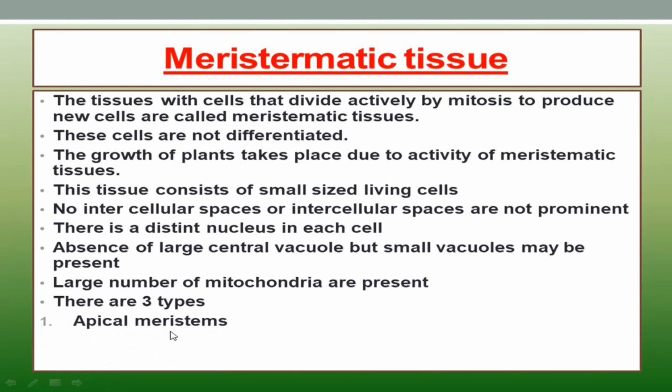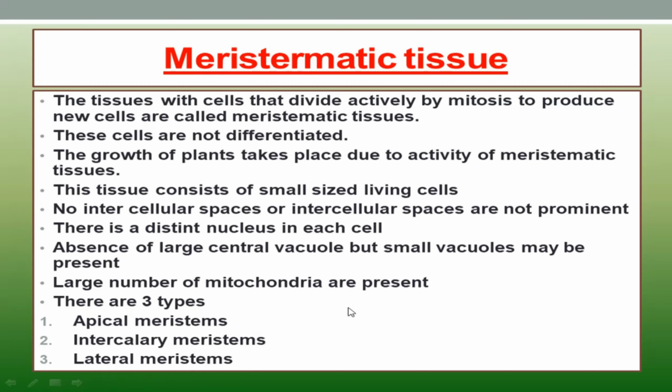First one is apical meristem. The second one is intercalary meristem. So what is the third one? The third one is lateral meristem. Now we have learned about the types of meristematic tissue. The first type is apical meristem, another one is intercalary meristem, and the next one is lateral meristem.